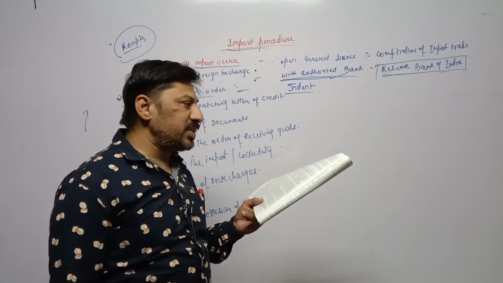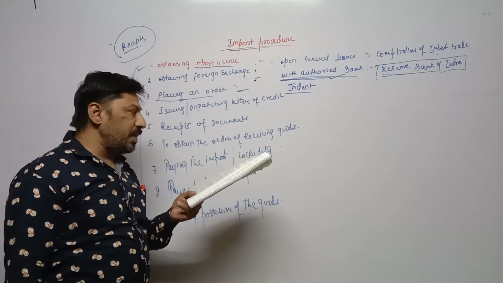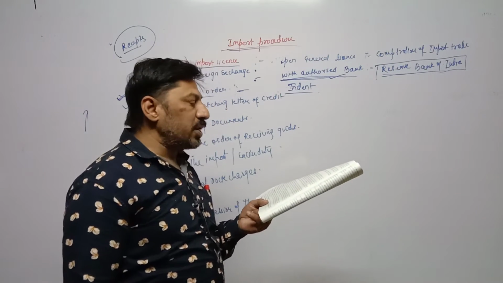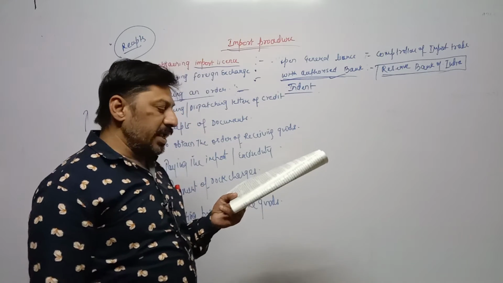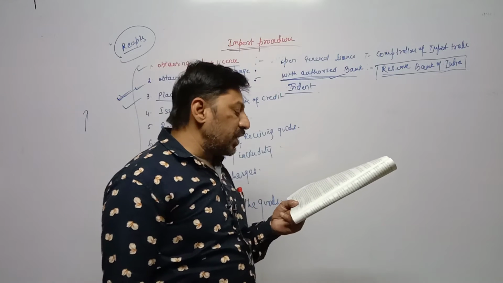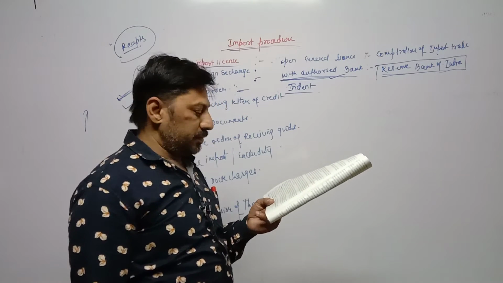Indent means, in simple language, placing an order to the manufacturer or exporter. Now, what should be mentioned in indent? The details regarding goods, price, packing, insurance, and the name of the transport company are mentioned clearly in indent.